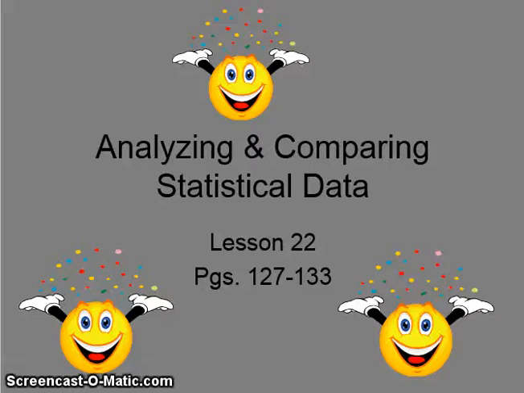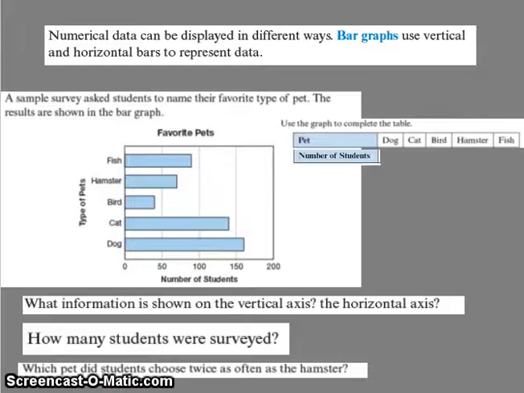This video is on analyzing and comparing statistical data, and it's lesson 22 in your book on pages 127 through 133. Now, analyzing and comparing statistical data can be really important to you as a consumer because people are always trying to sell you stuff, and unless you know how to read and compare your statistical data and look for things like biases and if it's displayed correctly, you'll be fooled every time.